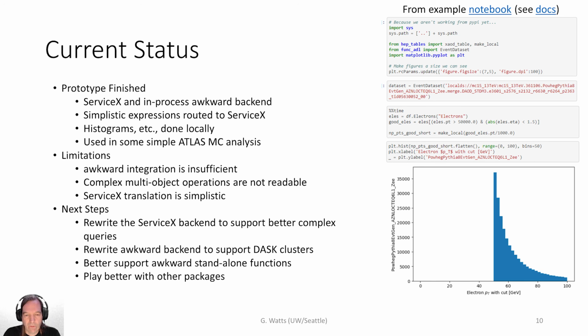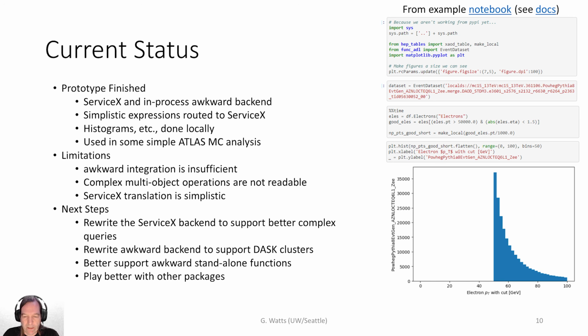However, it has some serious limitations. The awkward integration is insufficient currently. The code required to do complex multi-object operations, for example, matching jets and tracks, is not readable in the current version of the system. Further, only simple expressions can be sent to ServiceX, which leaves much of its power on the table. Currently, a rewrite of the ServiceX backend is underway to support much more complicated queries.